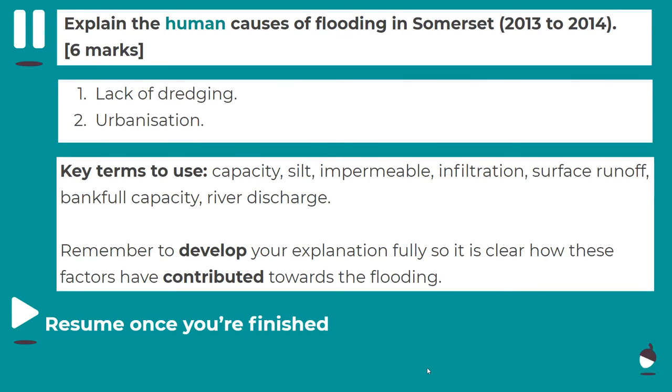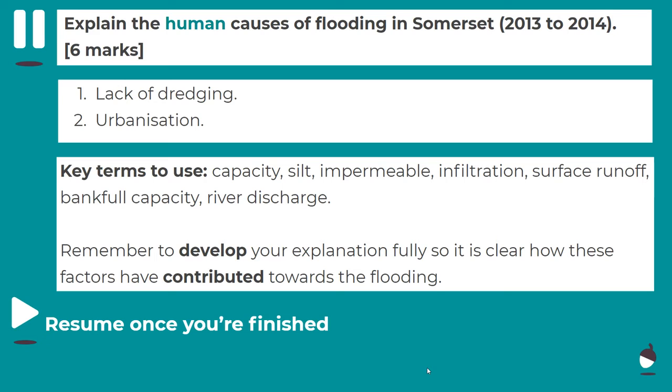So we're now going to explain the human causes of flooding in Somerset 2013 to 2014 for 6 marks. There are 2 human causes of flooding in Somerset: 1, a lack of dredging, and 2, urbanisation. So I would like you to please write an answer to this question, but make sure that you include the key terms in the box at the bottom. So capacity, silt, impermeable, infiltration, surface runoff, bank full capacity, and river discharge.